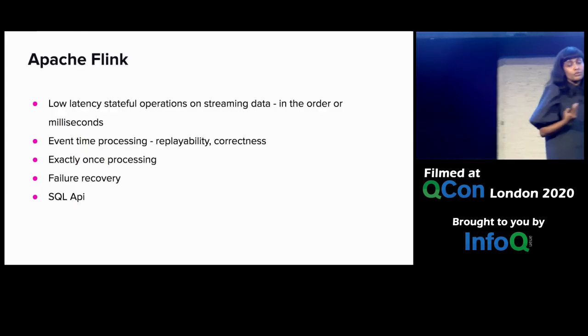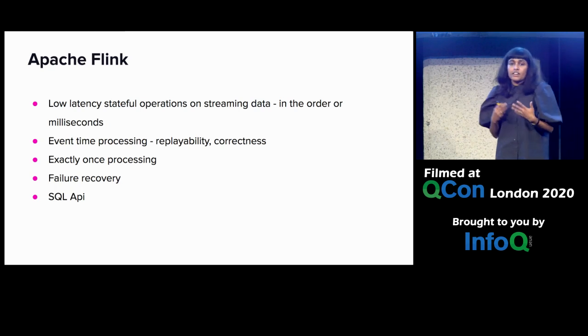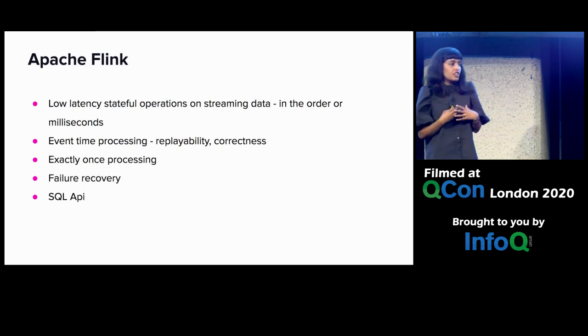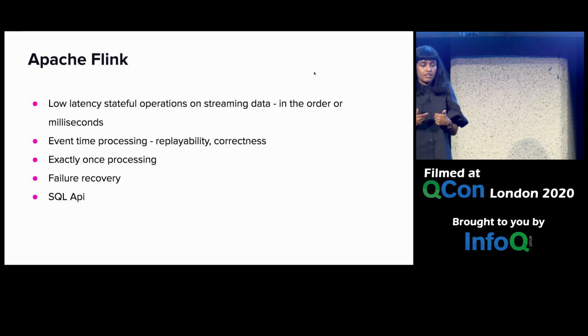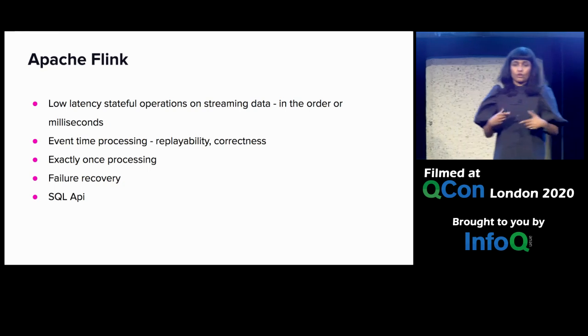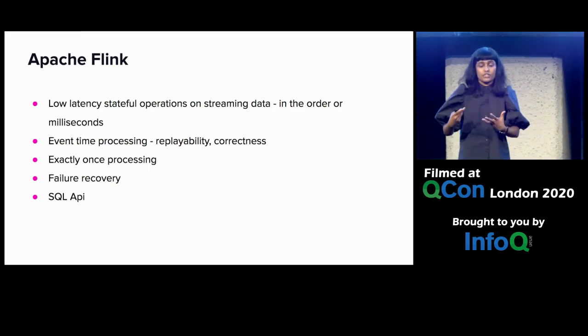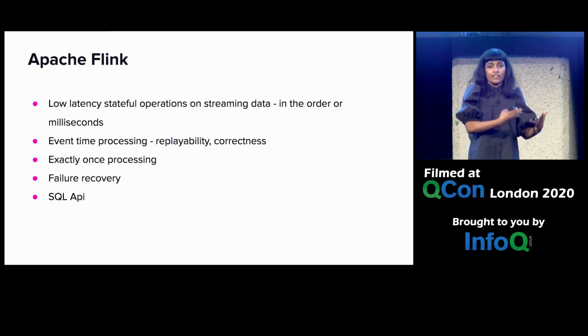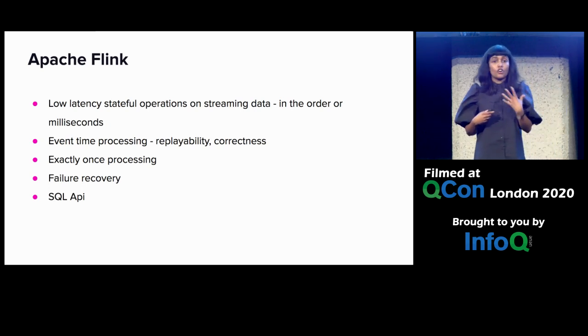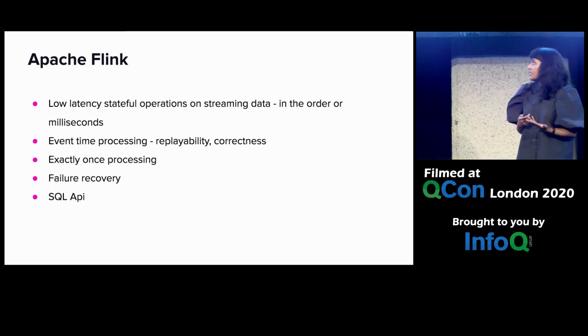Apache Flink is an open source framework. It provides low latency, stateful computations on streaming data, and you can achieve latencies in the order of milliseconds through that. Event time processing is supported, which was really important for us. What event time processing gives us is replayability, first of all. So you get the same results no matter how many times you play the algorithm on the same set of data. And exactly once processing for correctness. So no matter how many times the data is retried, there is exactly once processing.